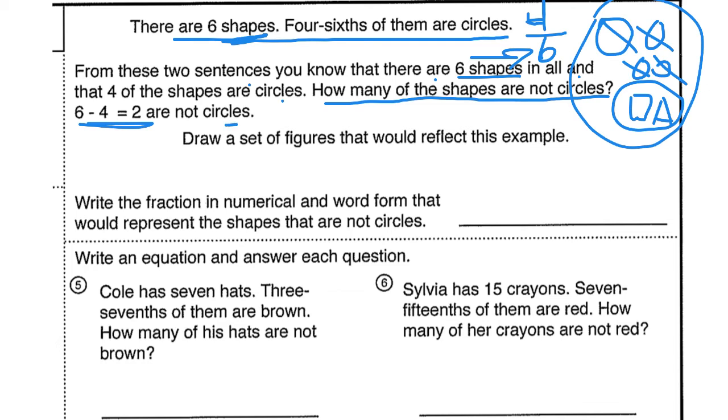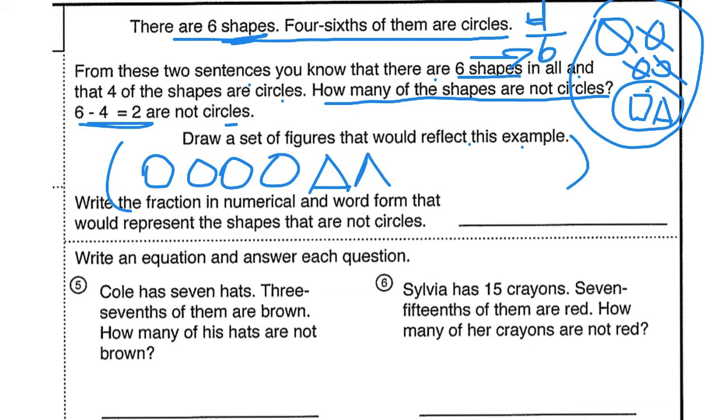Draw a set of figures that would reflect this example. I just did it right here. Now you draw those shapes down here. Draw a set of shapes that would mean that. Pause the video while you're drawing. Okay, so you should have drawn 4 circles and then 2 shapes that are not circles. It doesn't matter what they are as long as they're not circles. That would be a correct answer.